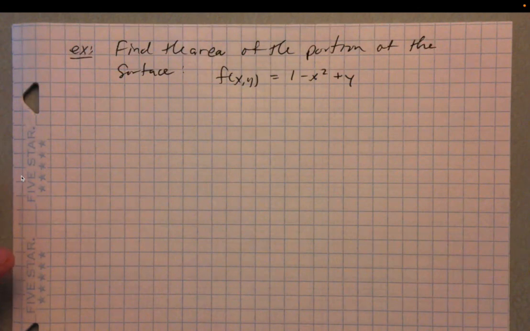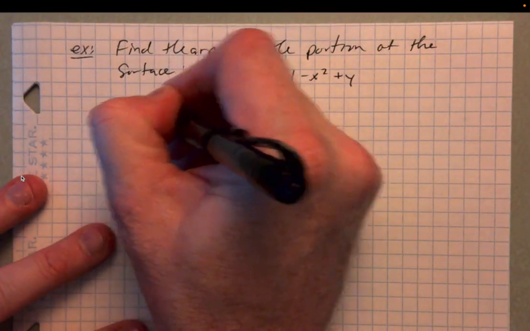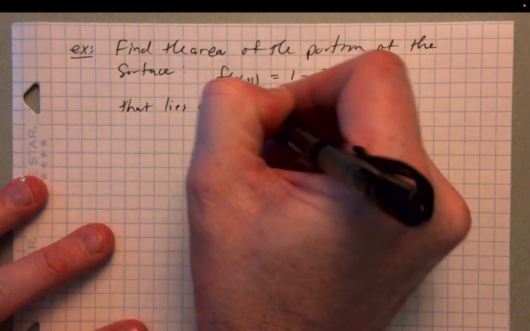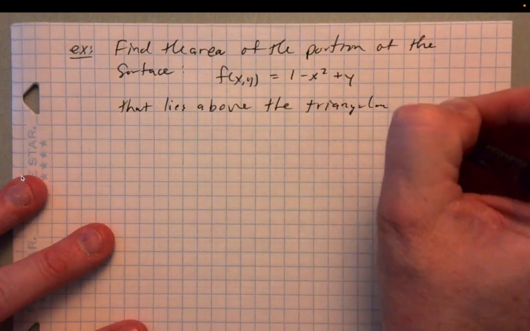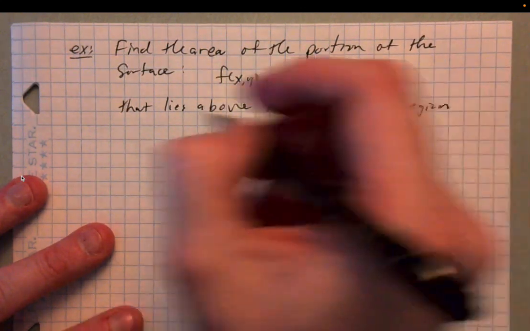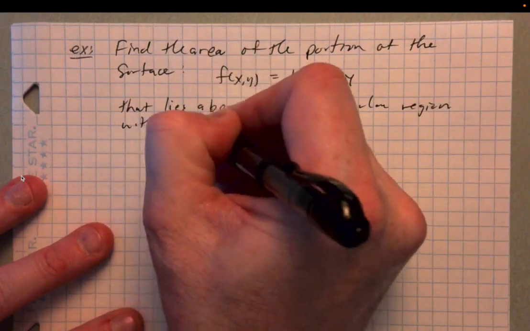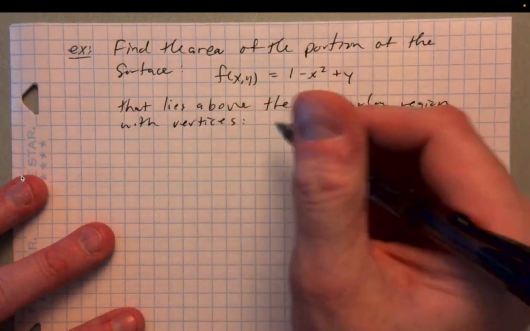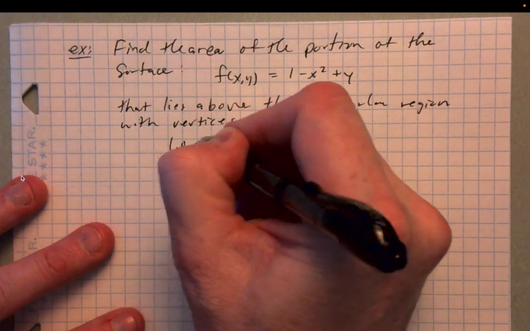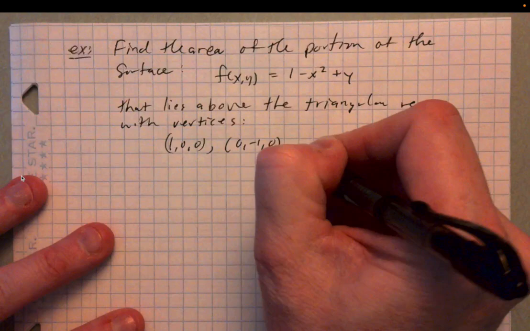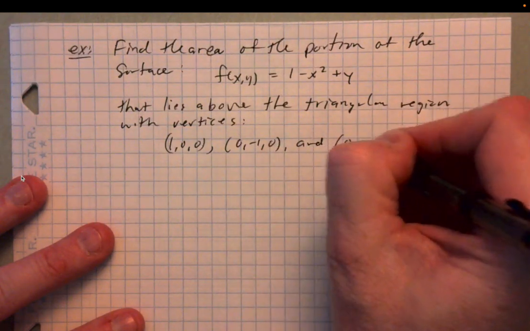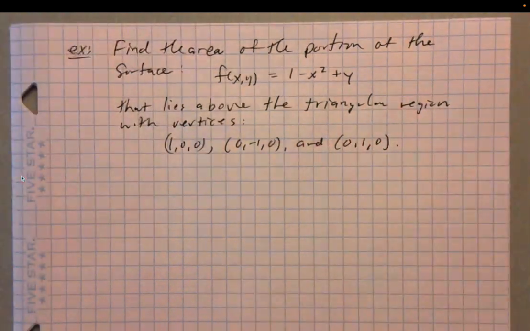We want to find the area of the portion of this surface that lies above the triangular region with vertices. Okay, so we'll have (1, 0, 0), and (0, -1, 0), and (0, 1, 0).